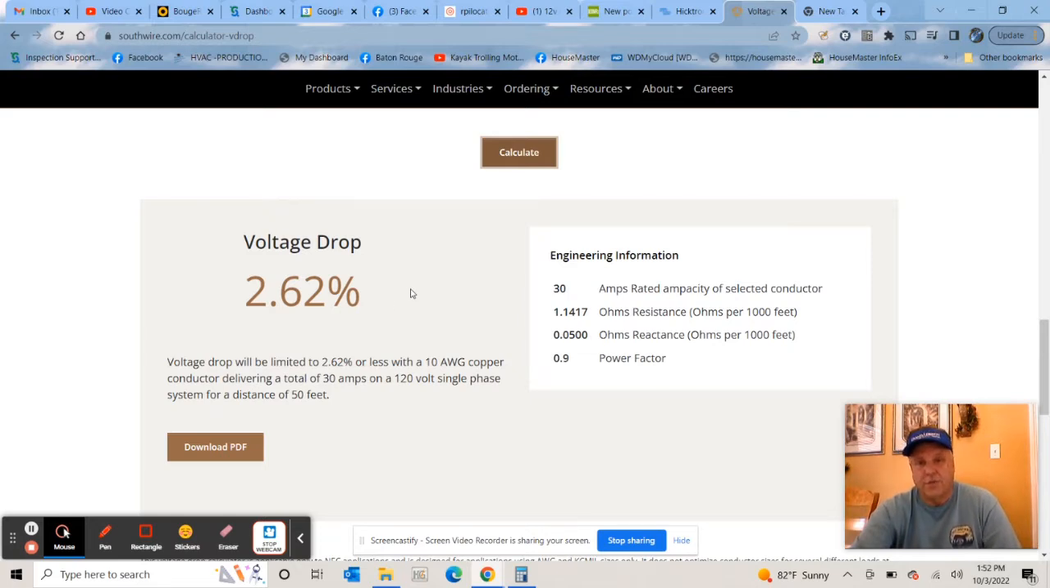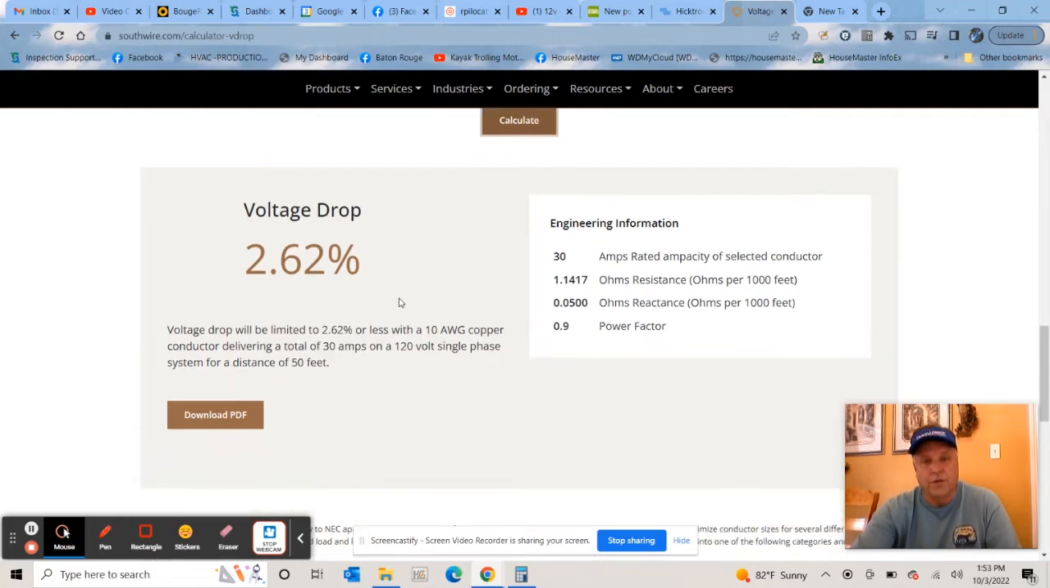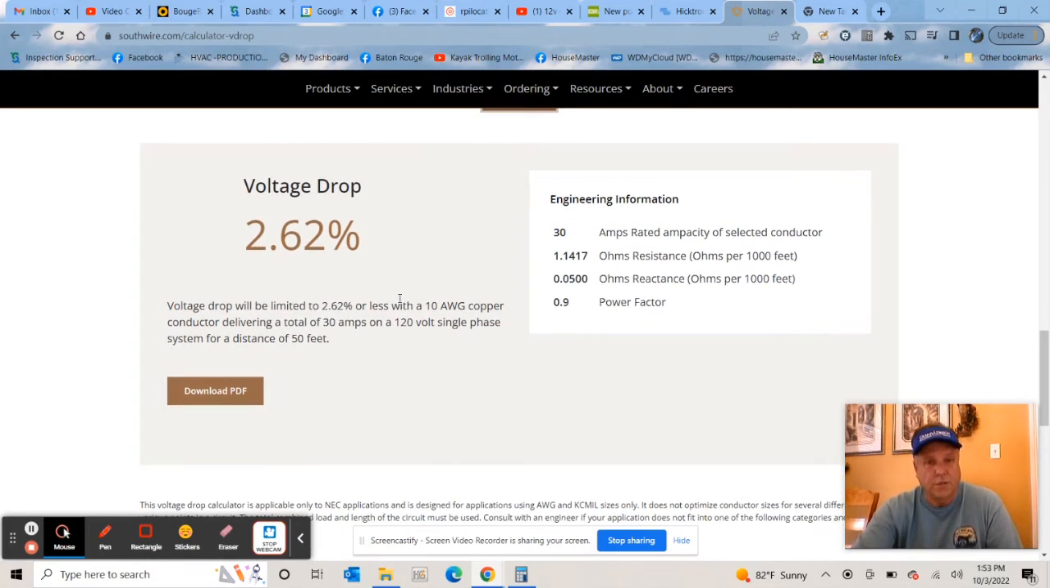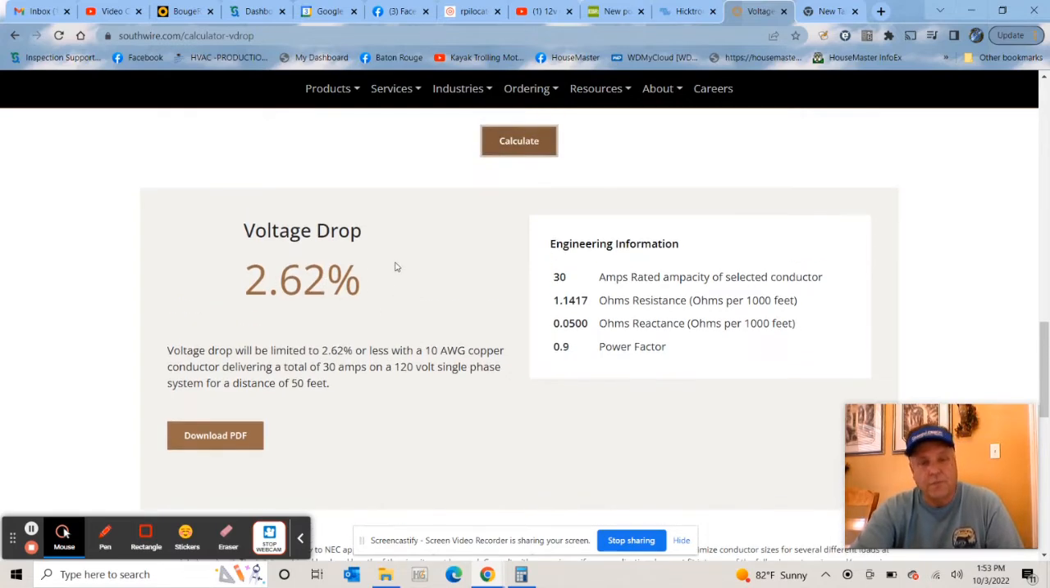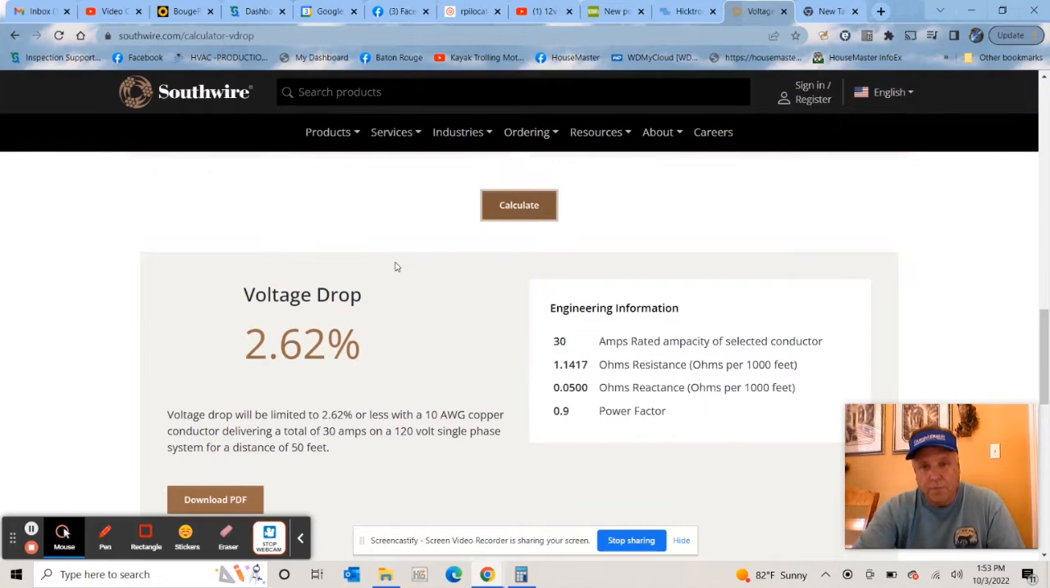So again, I said 3% is industry standard, and we're going to be below that at 30 amps. It figures our resistance per 1,000 feet and picks a power factor of 0.9. That's probably pretty accurate for most things in your RV. Sometimes those AC systems will be a little bit higher, but we really don't need to concern ourselves with that at the moment. So we've got under a 3% voltage drop, so everything is good.